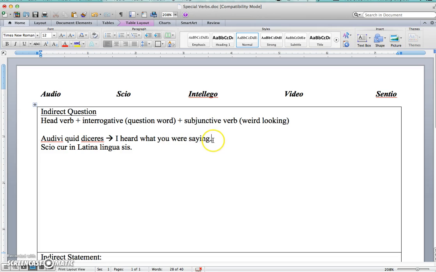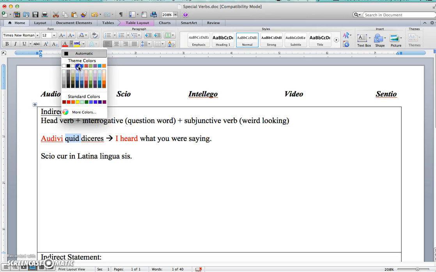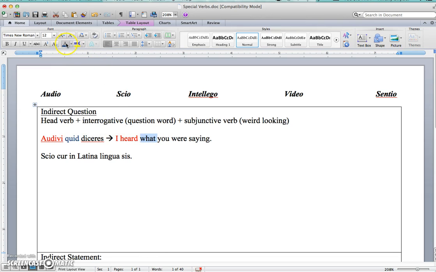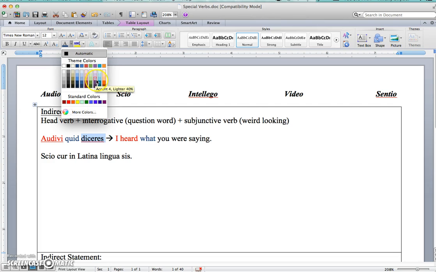So let's look at this example in your book. We have a nice simple example here because it just has the 3 pieces. There's no other nonsense in there. So audivi quid diceres. So we've got our head verb, which is I heard in our translation. Audivi is I heard. And then quid, there's our interrogative word or question word, and that's always asking what. So let's just switch that so you can see where everything is coming from and how the word order in Latin actually corresponds to the word order in English, which does not happen very often. So enjoy it while you can.